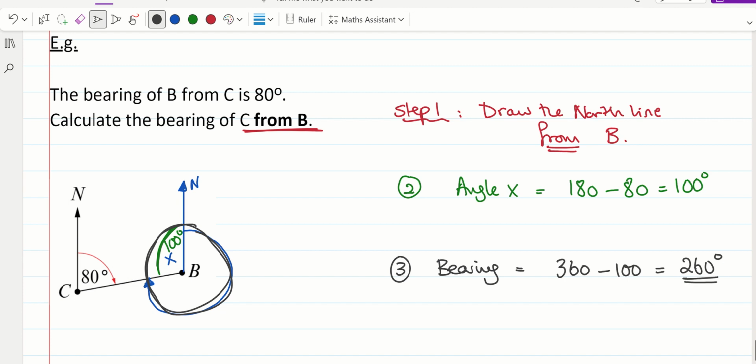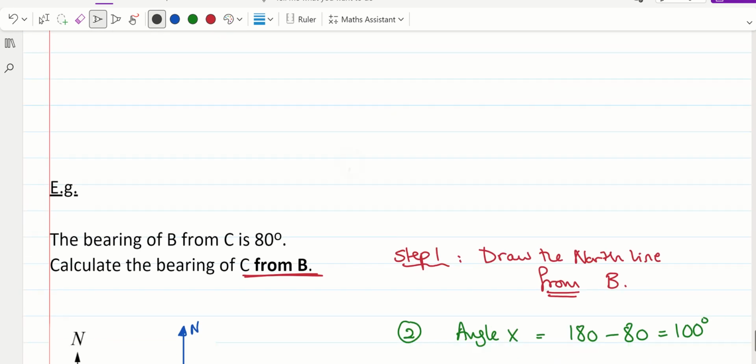But what's really important is that you have to draw the north line yourself. You must remember to draw the north line. And that is the last example.